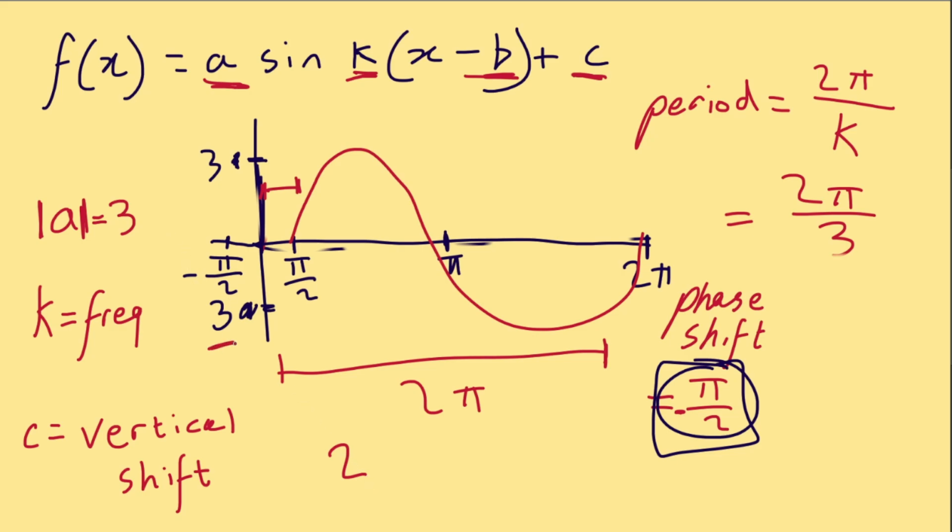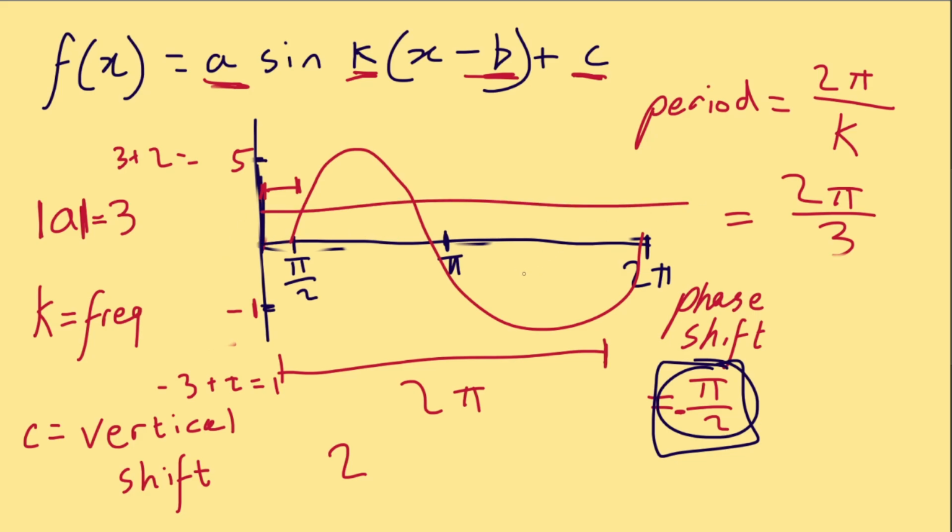Then this 3 here would become negative 1, because negative 3 plus 2 is negative 1. And up here, this 3 would become 3 plus 2, which is 5. So the whole thing's just been shifted up by 2. Of course, it's going to look a little different. The center line here would actually be pushed up as well. And the graph would be drawn like this.